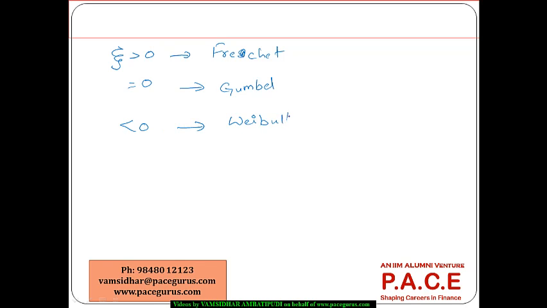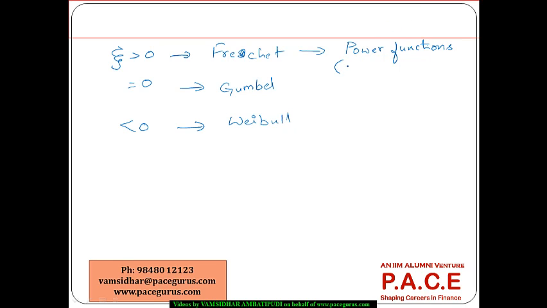And one more important point is, whenever zeta is positive, we call that distribution a Fréchet distribution. Equal to 0, we call it a Gumbel distribution, and less than 0, we call it a Weibull distribution. Now, a few important things about this. Here, as I said, zeta is greater than 0. The tail is very heavy. So the tail follows actually a power function. So it increases quite fast.